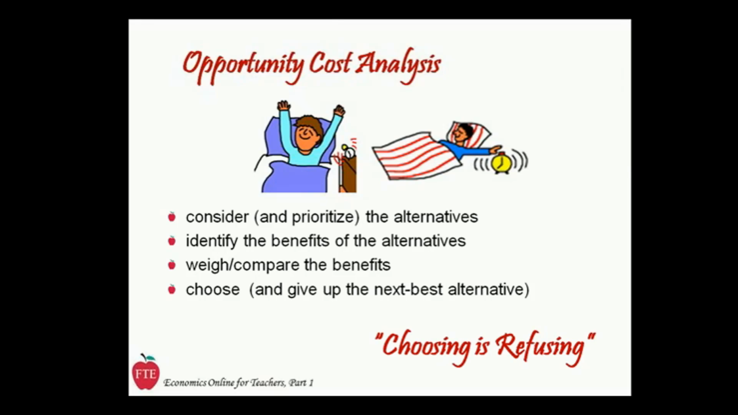Think about it this way. Choosing is actually refusing, isn't it? You narrow down to the two best opportunities, each of which seems to be good, each of which has benefits, and in order to choose one, you have to refuse the other.